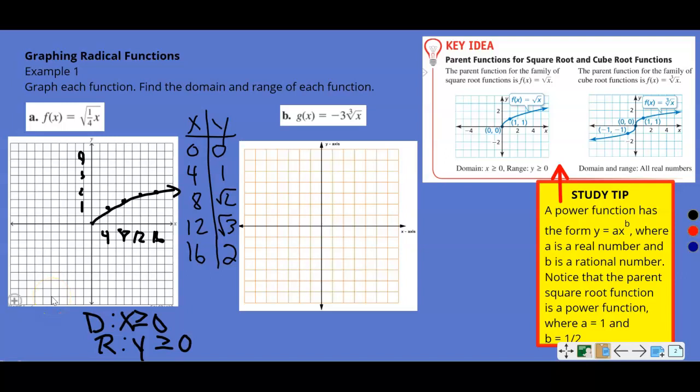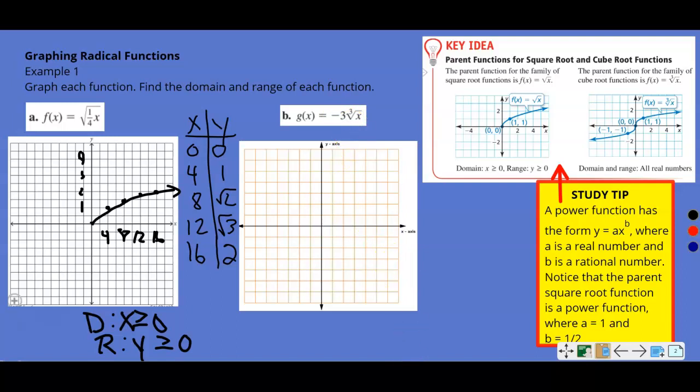G of x equals -3 cube root of x. So remember, this is your parent cube root function over here. So the negative is going to make it a reflection across the x-axis. So that means this part's going to be up here. So it's going to be more like this. And then the 3 is going to be a vertical stretch by a factor of 3. So transformations work very much the same with different types of function.